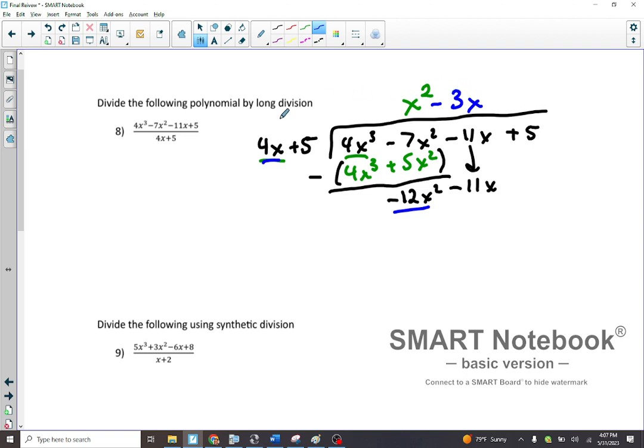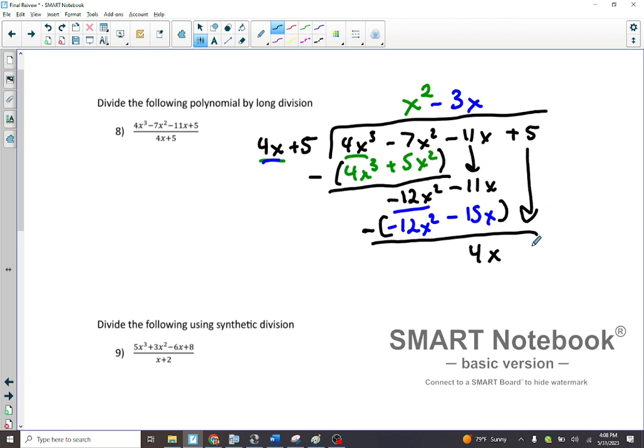So I'm going to take negative 3x and multiply it here and here. So negative 12x squared, they match, so that's good. Negative 3x times 5, negative 15x. Subtract down. These cancel out, which is perfect. And it's going to be positive 4x.